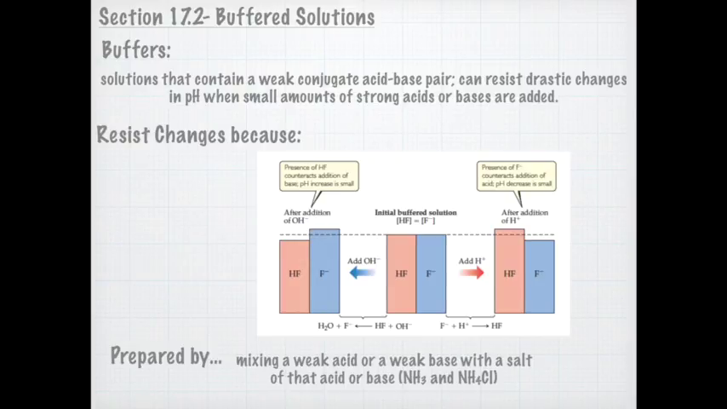And the way that we prepare them is by mixing a weak acid or a weak base with a salt of that acid or base. So for example, NH3 would be mixed with NH4Cl, ammonium chloride, because ammonium is its conjugate acid. So this should bring to mind the concept of the common ion effect, and that's exactly what it is, having a strong electrolyte in solution in conjunction with its weak base or weak acid.